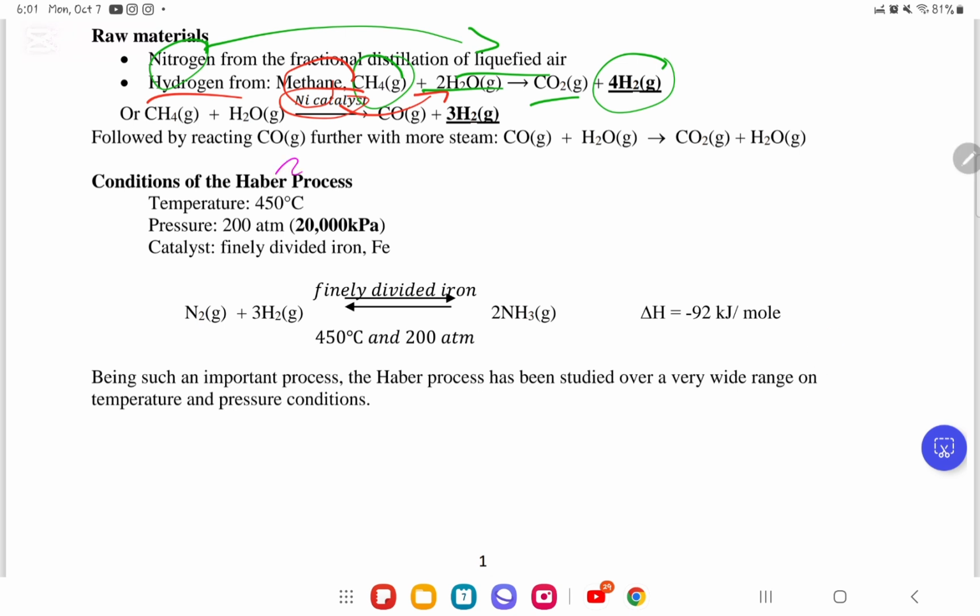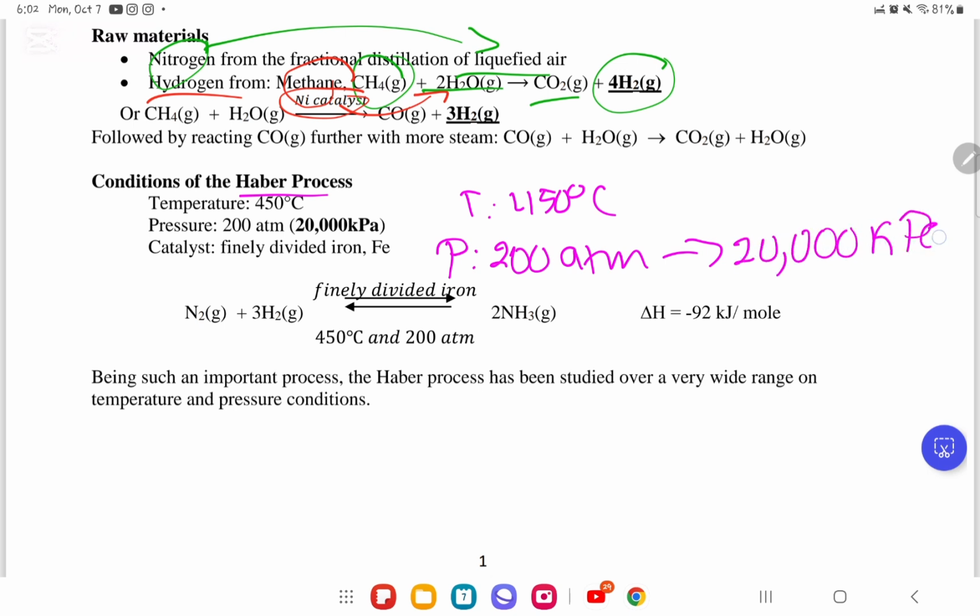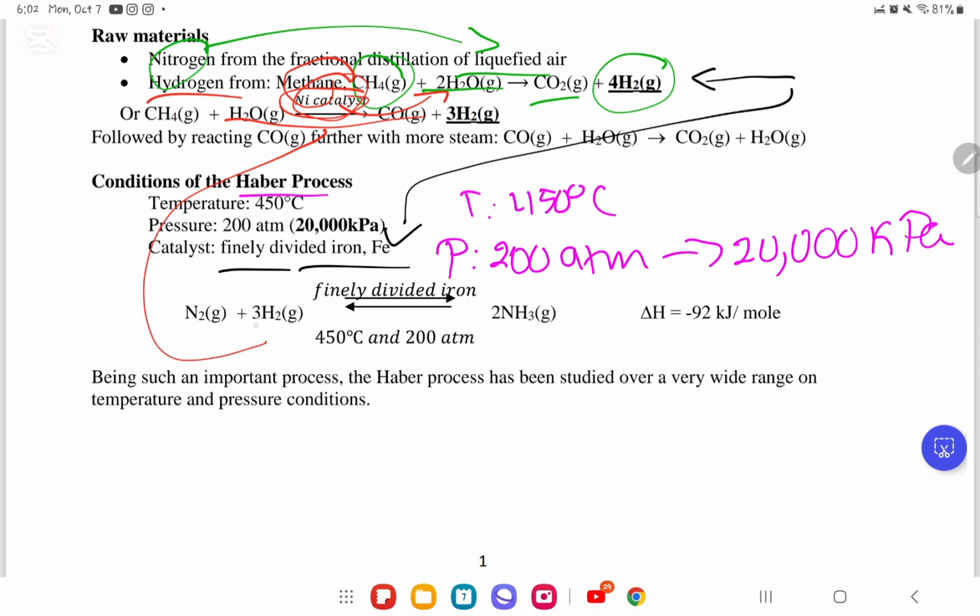Now, of course, there are conditions for the Haber process. Like for any process, there are conditions. The conditions include that the temperature is 450 degrees Celsius. Our pressure, you remember for the sulfur, it was 2 atmospheric pressure. Now it is 200 atmospheres, which is 20,000 kilopascal. Now our catalyst is what? It is finely divided iron, Fe. So in this reaction over here, we used our catalyst, the finely divided iron Fe. In the second reaction over here, they didn't use a catalyst, so we are not using the Fe.